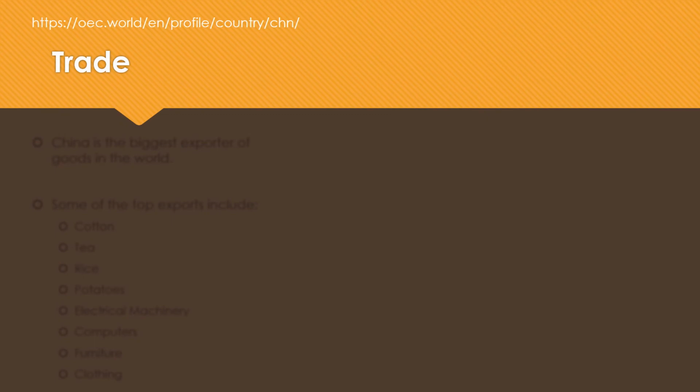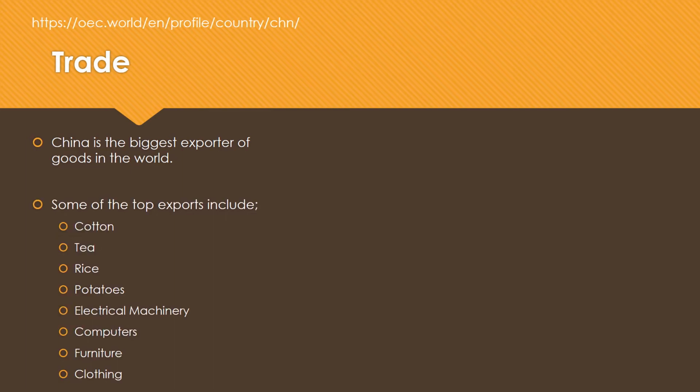Okay, next up is trade then. So China is the biggest exporter of goods in the world. It manufactures a lot of things that we then use, and they are shipped out to different countries depending on their need. Here are some of the top exports, things such as cotton and tea, clothing, electrical goods, computers.